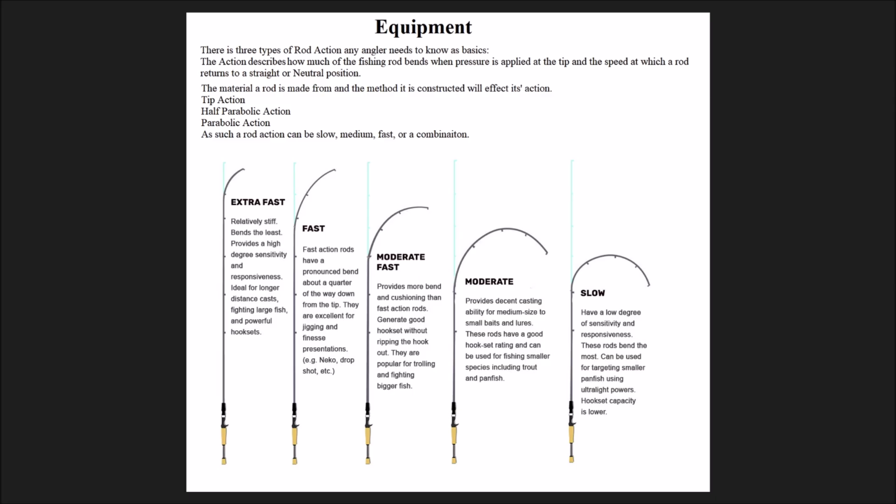Moderate provides decent casting ability for medium to small baits and lures. These rods have a good hook set rating and can be used for fishing smaller species, including trout and panfish. Slow actions have a low degree of sensitivity and responsiveness. These rods bend the most and can be used for targeting smaller panfish using ultralight powers. Hook set capacity, however, is lower.